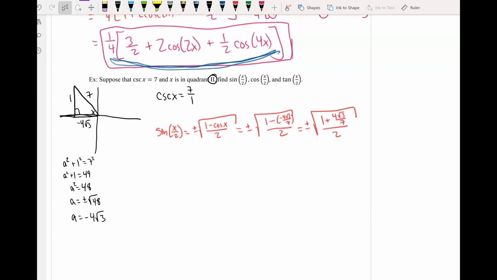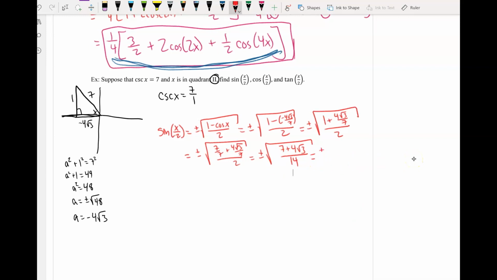You can reduce this a little bit more if you want to. I'll leave the reduction to you, but let me reduce at least one of them. You can make this 7 over 7 plus 4 square root of 3 over 7, divided by 2. So plus or minus square root of 7 plus 4 square root of 3, and that 7 and that 2 will give me a 14. Okay, so I get something like that. You can still reduce this a little bit more if you wanted to.